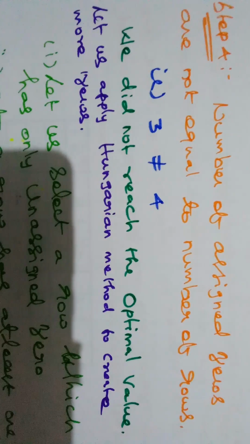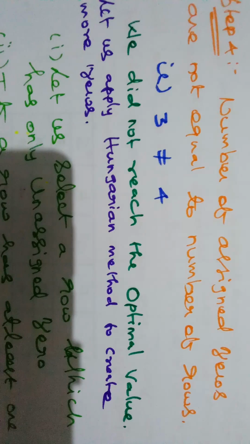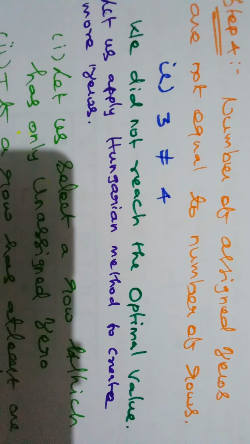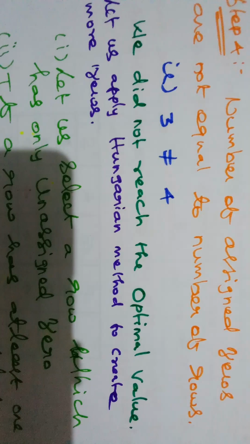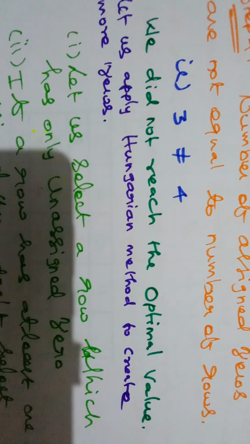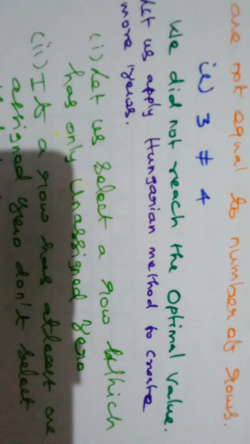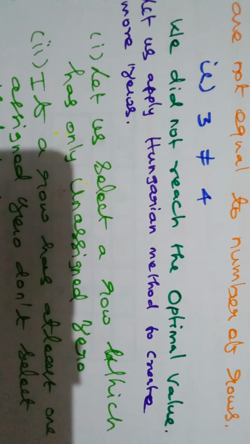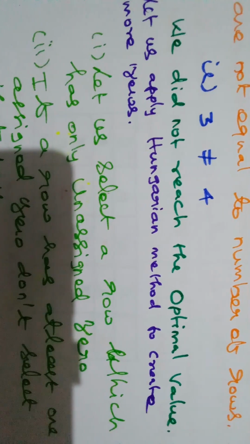Okay, here the number of assigned zeros is not equal to the number of rows. That is 3 not equal to 4. 3 represents the number of assigned zeros, 4 represents the number of rows. So we did not reach the optimal value. Let us apply another method called Hungarian to create more zeros.